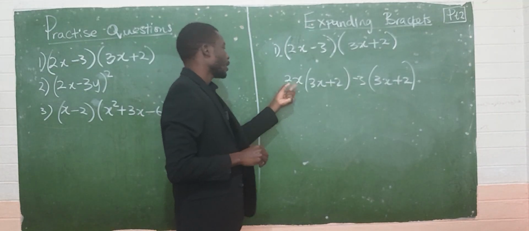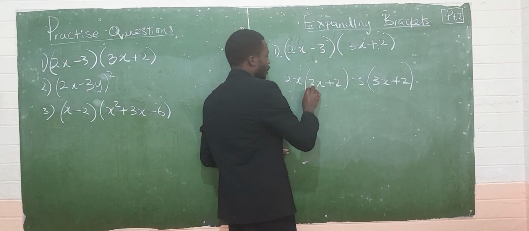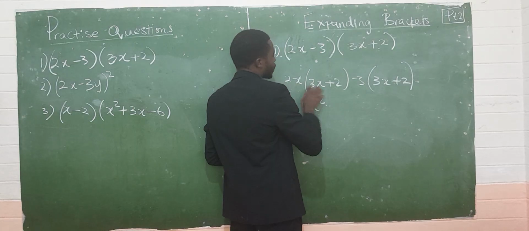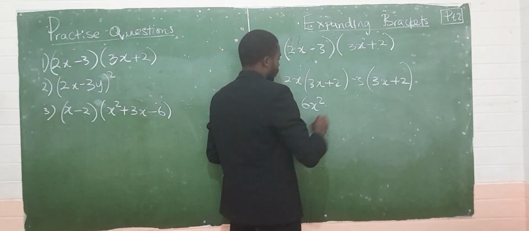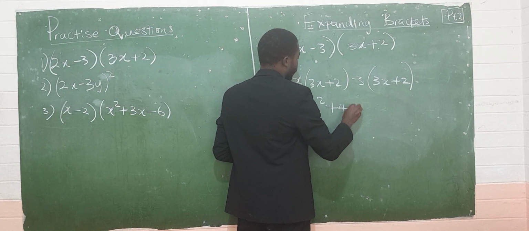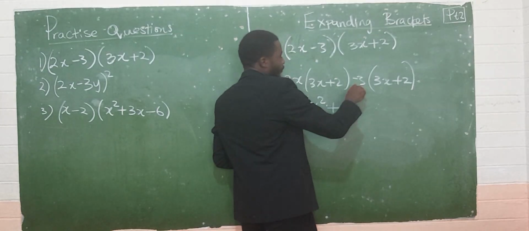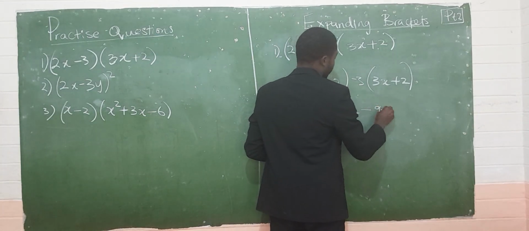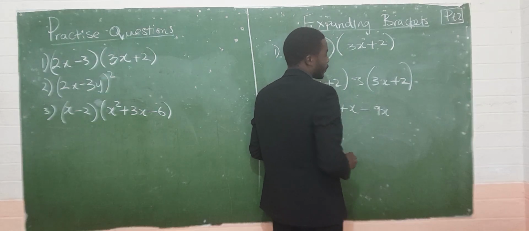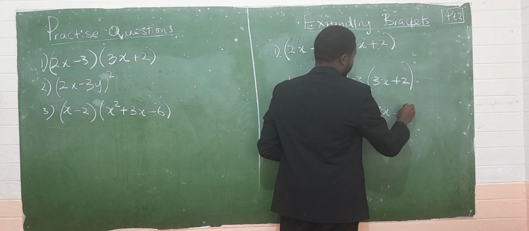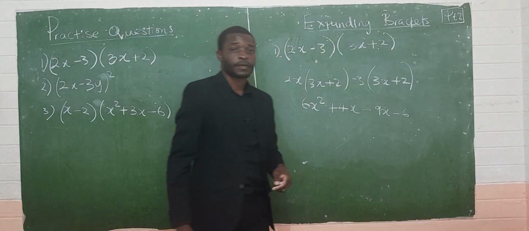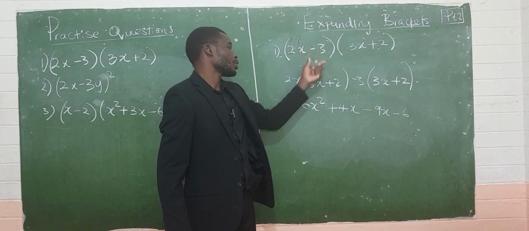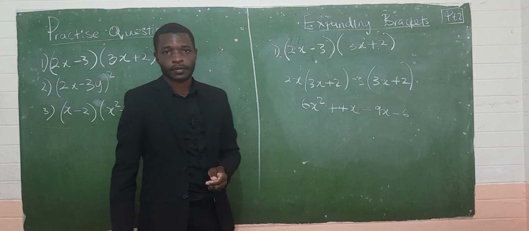Let's go ahead and multiply 2x times 3x gives us 6x squared and 2x times 2 gives us plus 4x. Negative 3 times 3x gives us negative 9x, and of course negative 3 times 2 gives us a negative 6. This becomes our expression without the brackets.